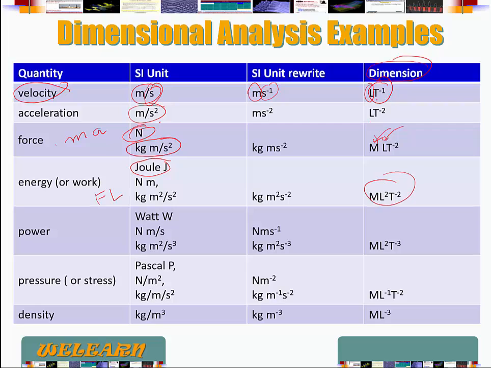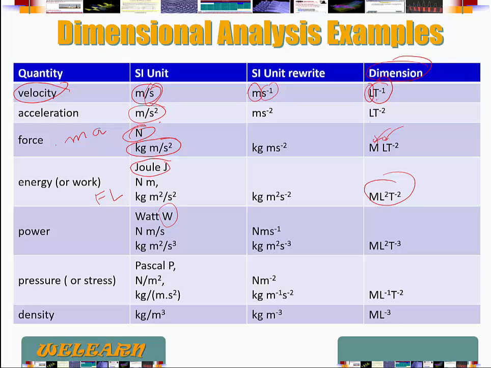Power, which has the SI unit watt and is written as capital W, has the same unit as energy over seconds, so newtons meters over seconds, which is, if you do the calculation, kilogram meter squared per second cubed, so kilogram meter squared s to the power minus 3, which is M for the mass, L squared for the meter squared, length to the power 2, and for the second to the power minus 3, it is time to the power minus 3.